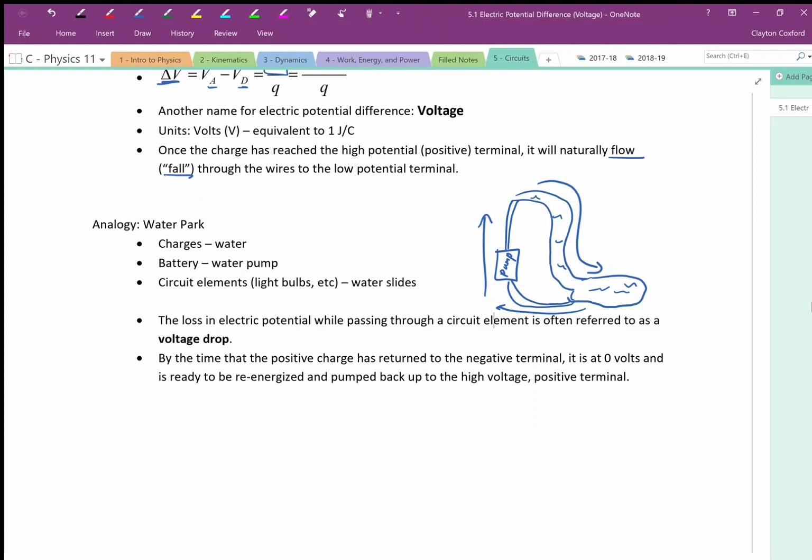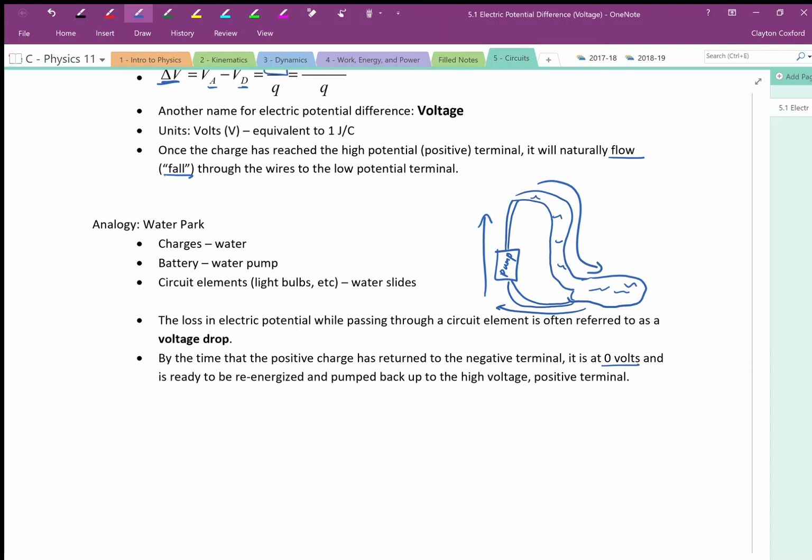And by the time that a charge has returned to the negative terminal, it started at the positive terminal of the battery, it made its way through the entire circuit. By the time it's returned to the negative terminal, it is at 0 volts. It has lost all its energy, and it's ready to be re-energized, pumped back up to the high voltage positive terminal, and go through that whole circuit again, right?